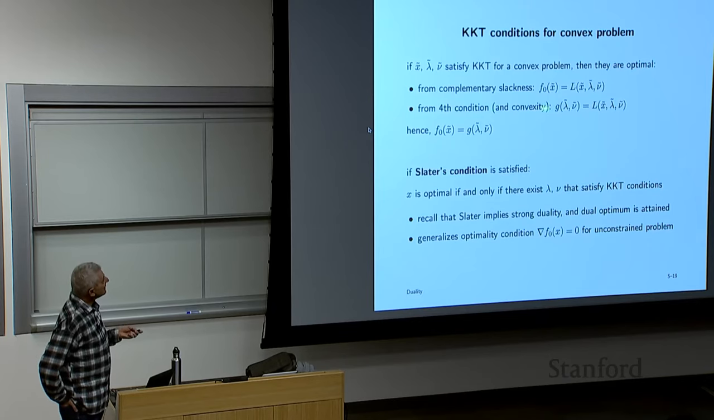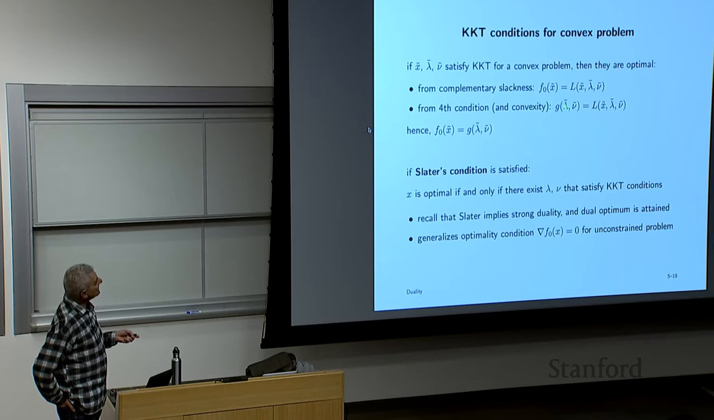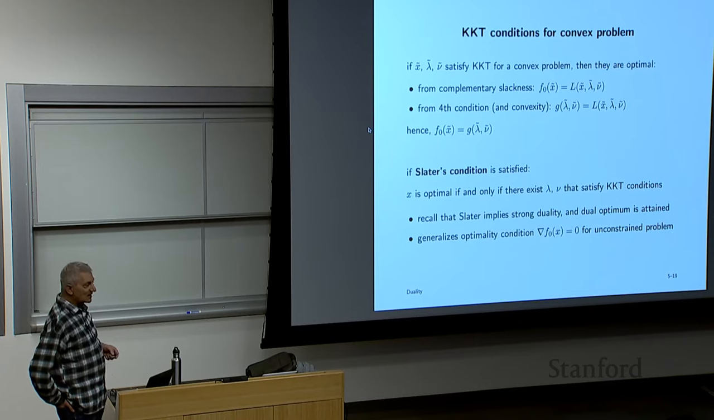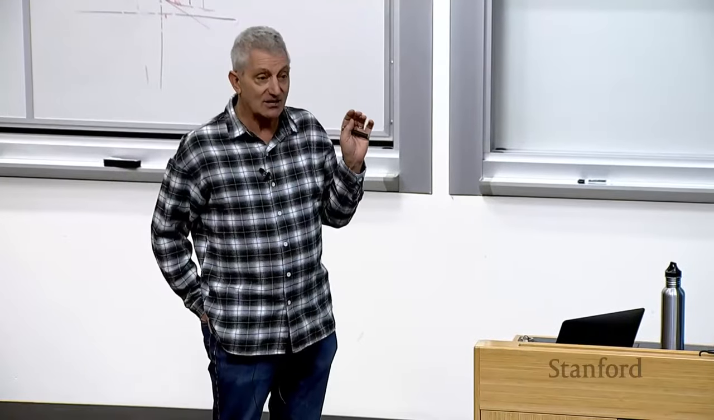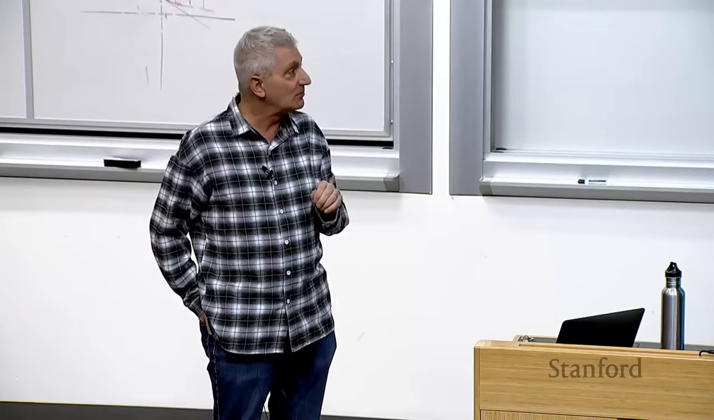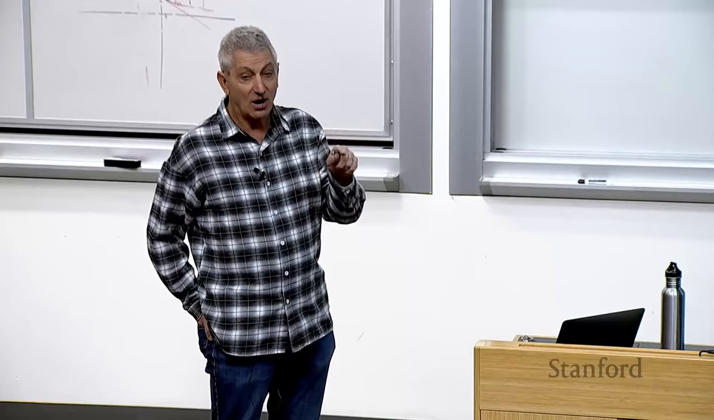So that says that when you minimize the Lagrangian, you actually get this. But then that means this holds. That's the primal objective and the dual objective. If they're equal, then end of story. x star, x tilde, is primal optimal, and lambda star, nu star are dual optimal.